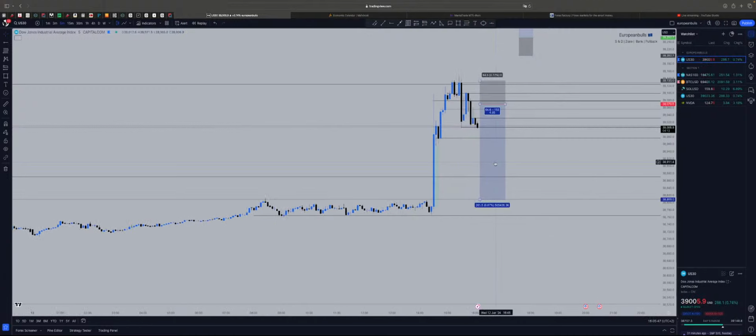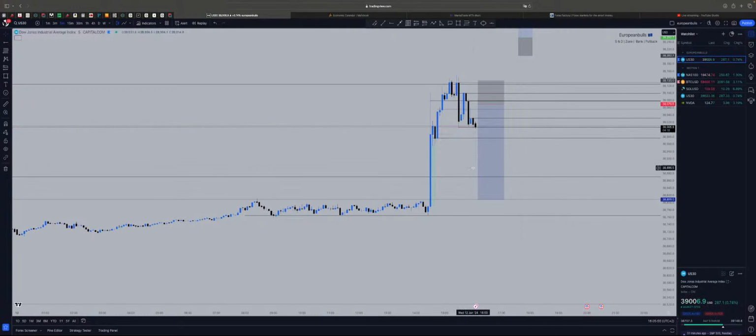And this is also a key level, you know, 39,000. So it's taking a bit of time to break this area. Eventually, it should.